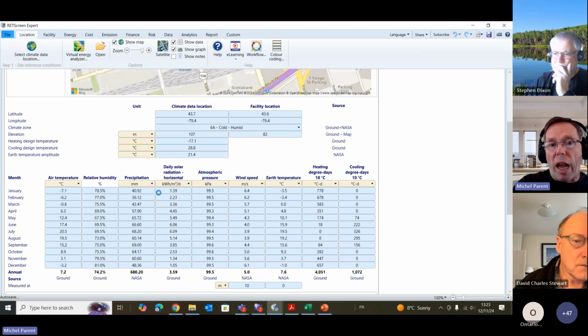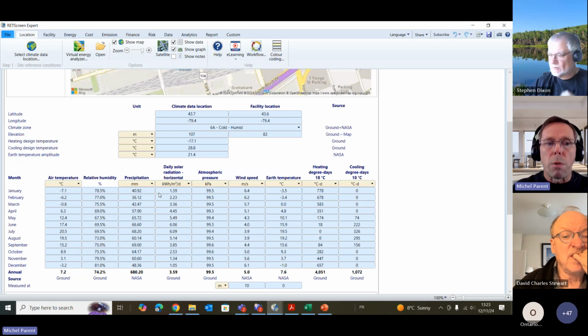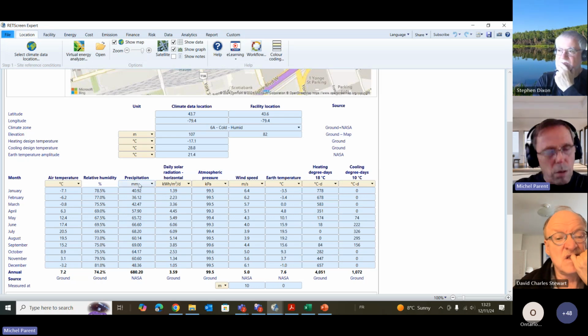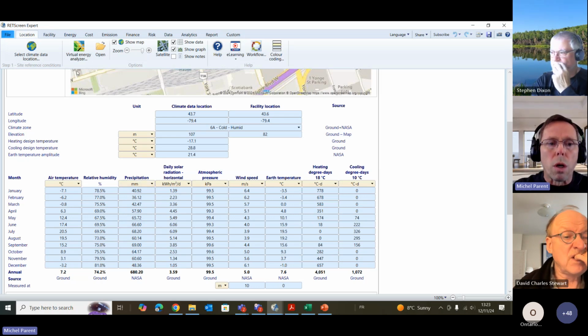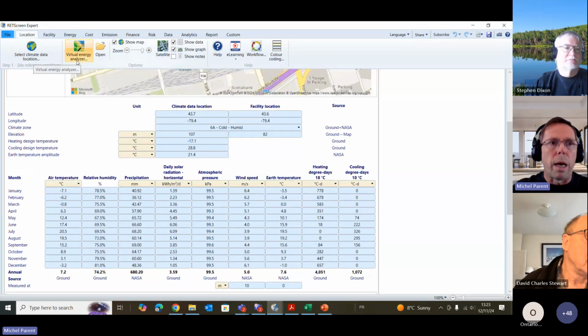You can actually change that. When it's in blue in RETScreen, it's a value that can be changed. Be very careful if you change that. You should document it. There's many places in RETScreen where you can put notes, and you should document if you change anything in here so that you don't forget that it's no longer the default Toronto values. But we're not going to do that. Don't change anything. We're going to keep that.